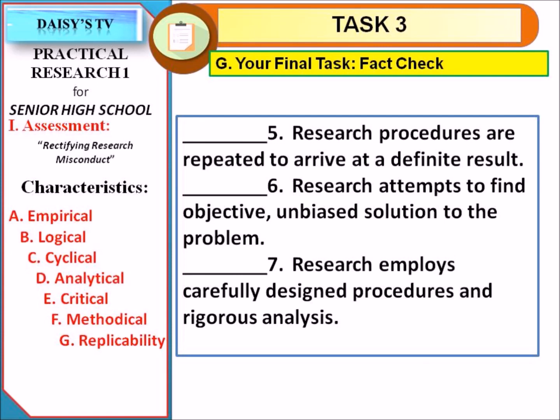Number 5, research procedures are repeated to arrive at a definite result. Number 6, research attempts to find objective, unbiased solution to the problem. Number 7, research employs carefully designed procedures and rigorous analysis.